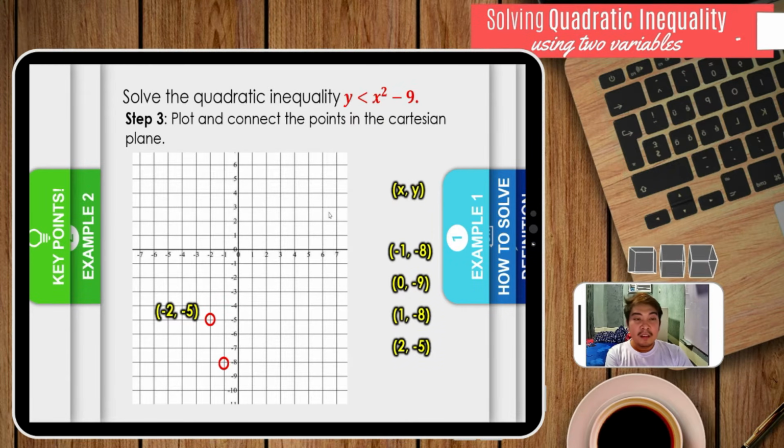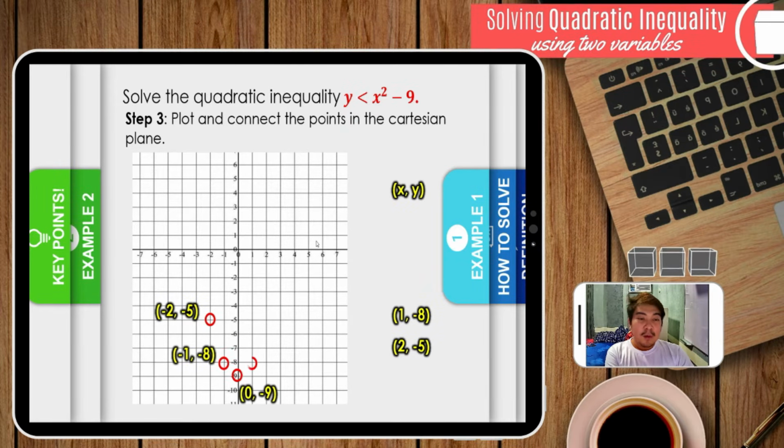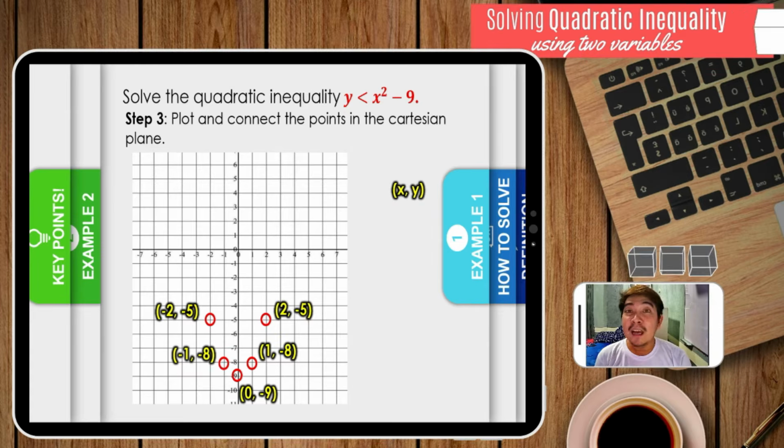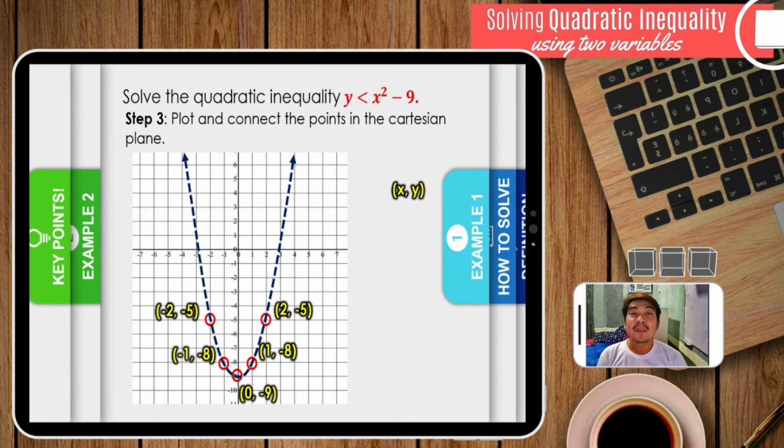The second point is here. The third point is 0, negative 9. The fourth point is 1, negative 8. And then the last one is 2, negative 5. So, kailangan marunong ka mag-graph ng points sa Cartesian plane. So, ayan, na-plot na natin yung mga points sa Cartesian plane. Ang kasunod na gagawin, i-connect sila using a broken line. So, this will be the line. Okay? So, ito yung parabola na sinasabi ko kanina.